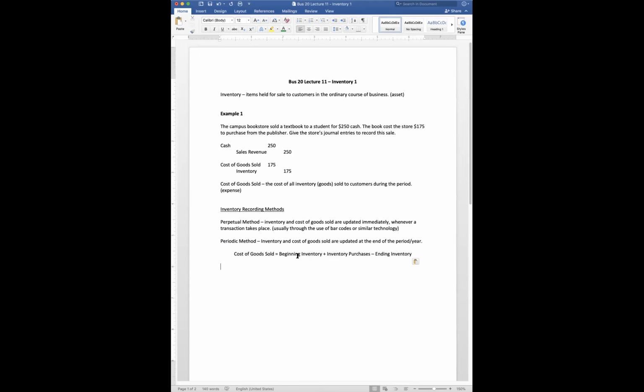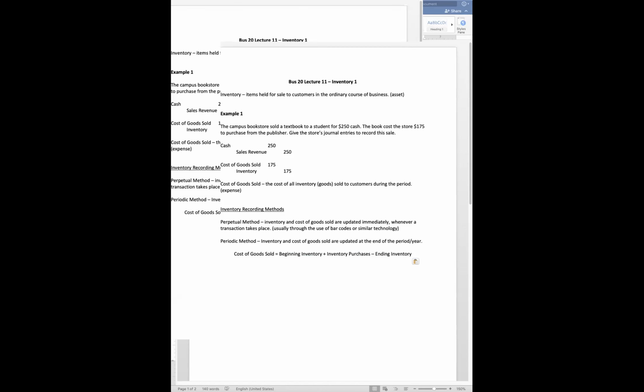Okay, now with the periodic method, we know how much we started with, and we can probably figure out how much we purchased, but how do we know how much inventory we have at the end? Well, the only way to do that is to have an inventory count. So at the end of the year, we have to look at our inventory and count it to get this number.